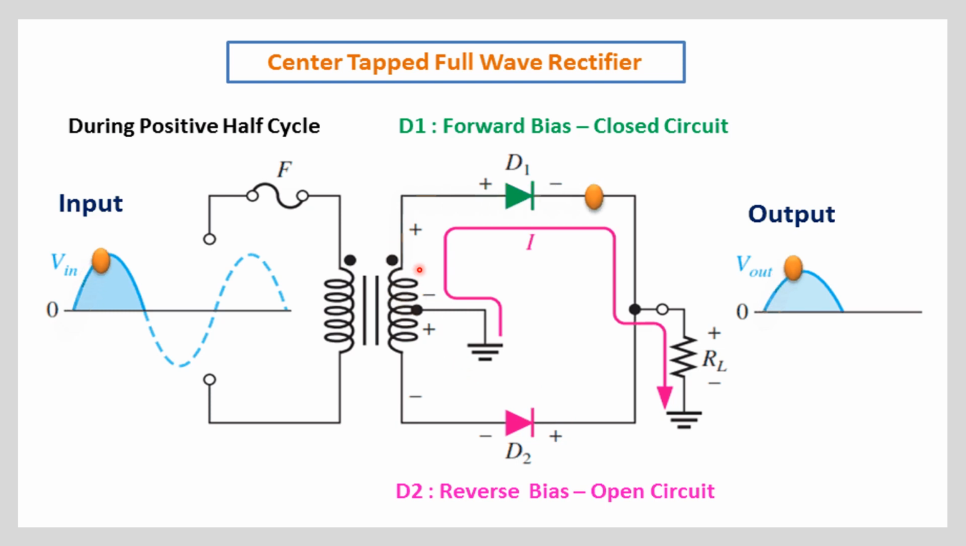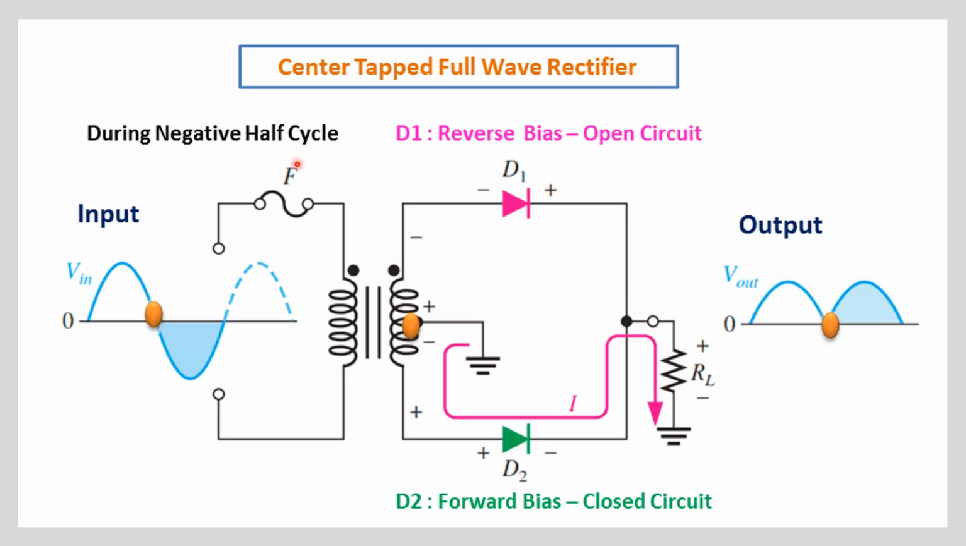For the positive half cycle, in the secondary, here it is positive, here it is negative. So negative at the anode and positive at the cathode of D2, so diode D2 is reverse biased and D1 is forward biased.